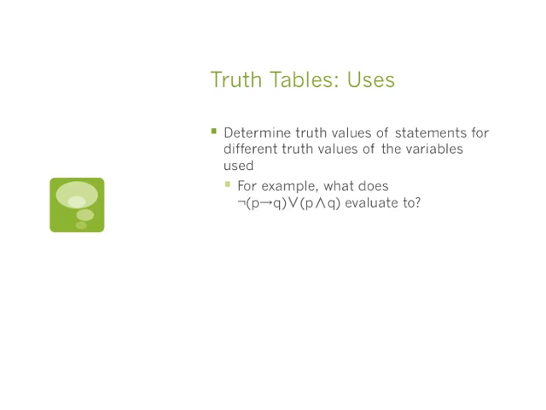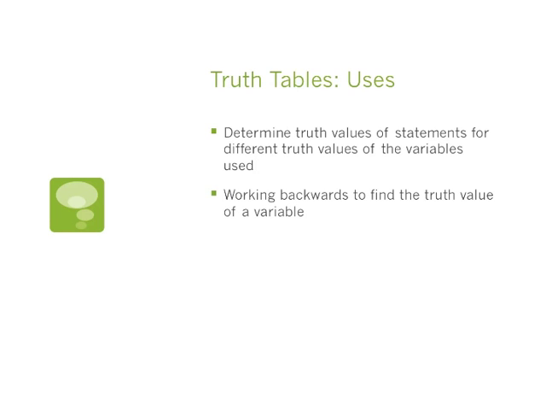Another application of truth tables is working backwards. This means if we are given certain truth values, such as a true statement and the fact that P is true, we can discover the truth value of the other variables. Note that this isn't always possible, and sometimes there are multiple solutions, but it's worth trying.